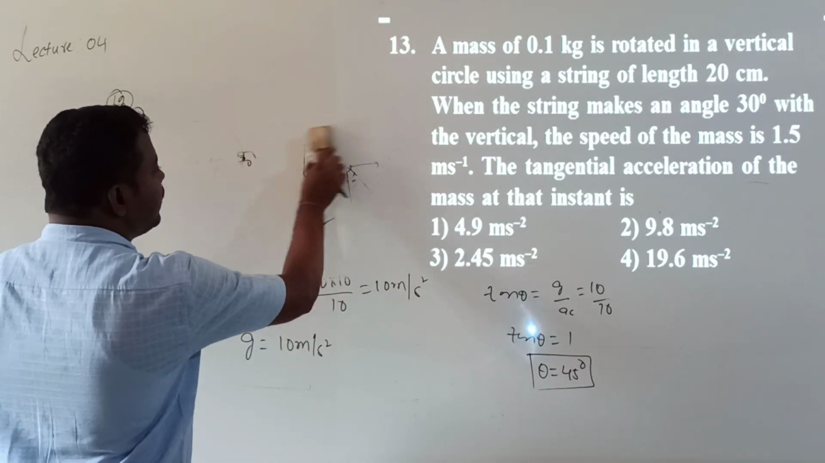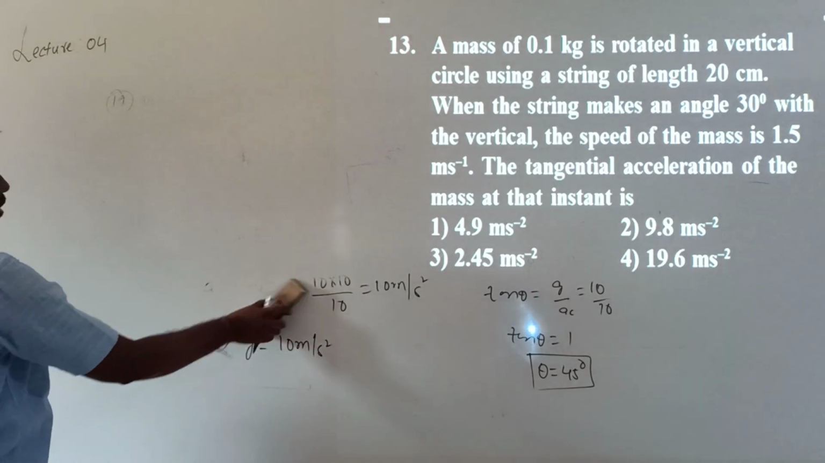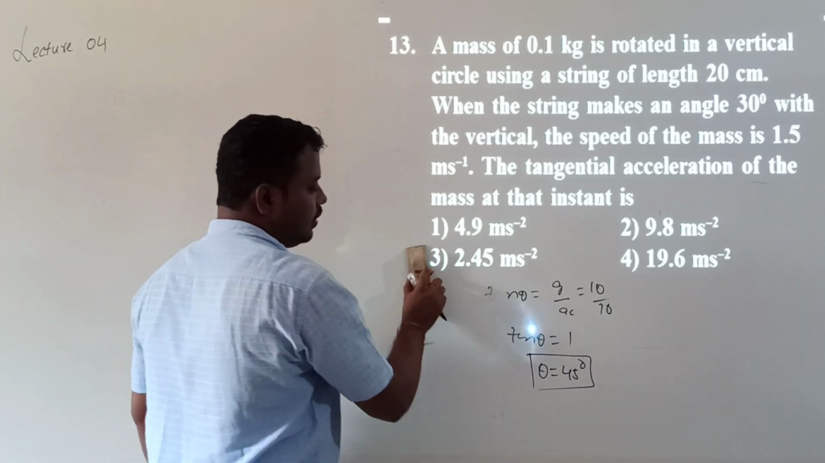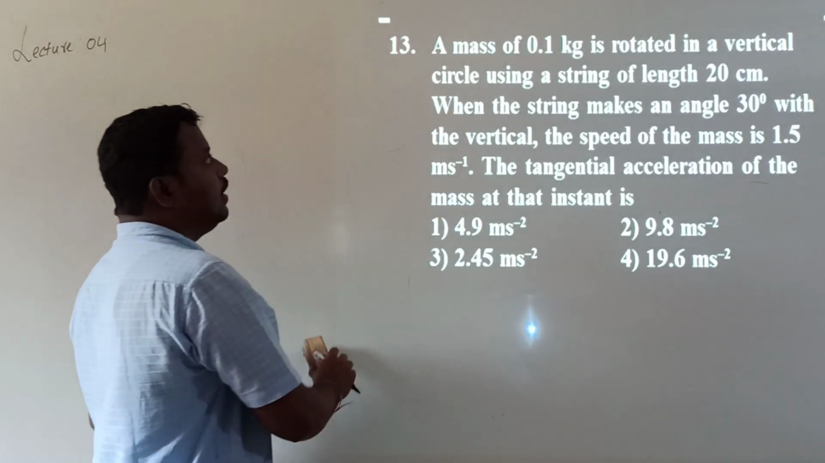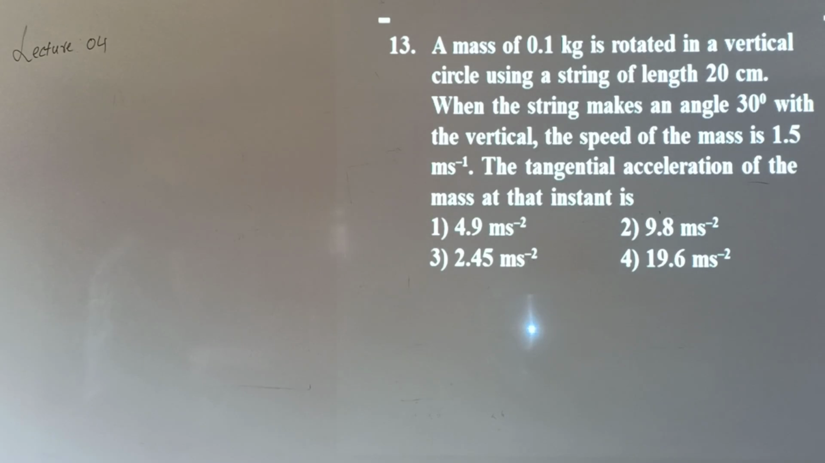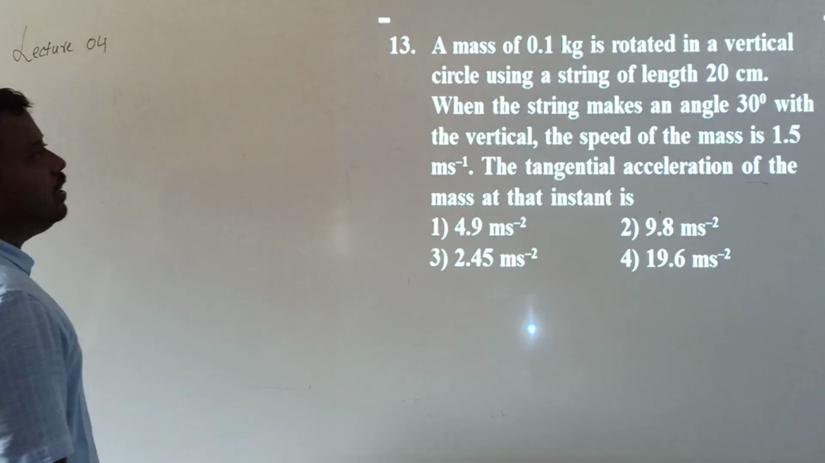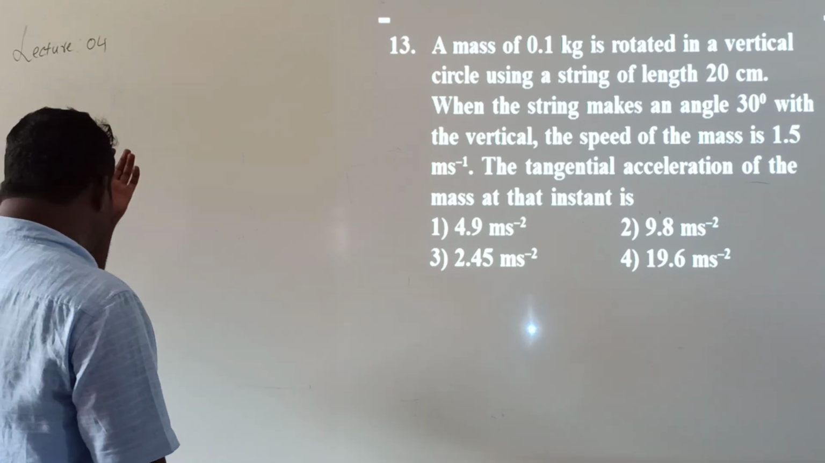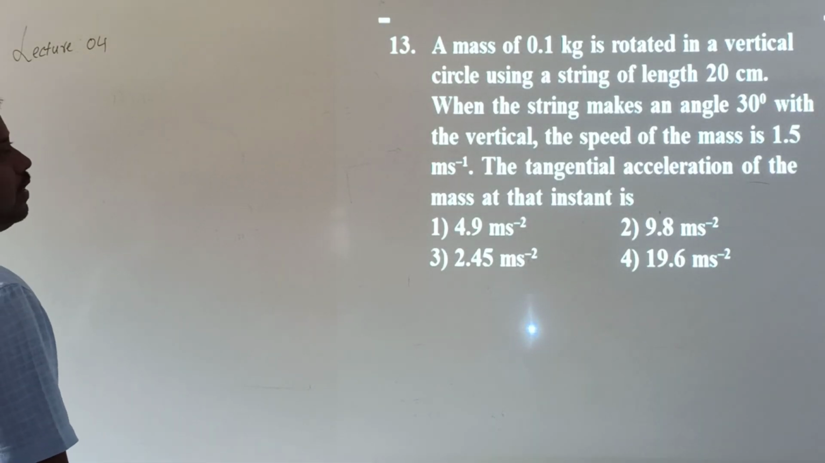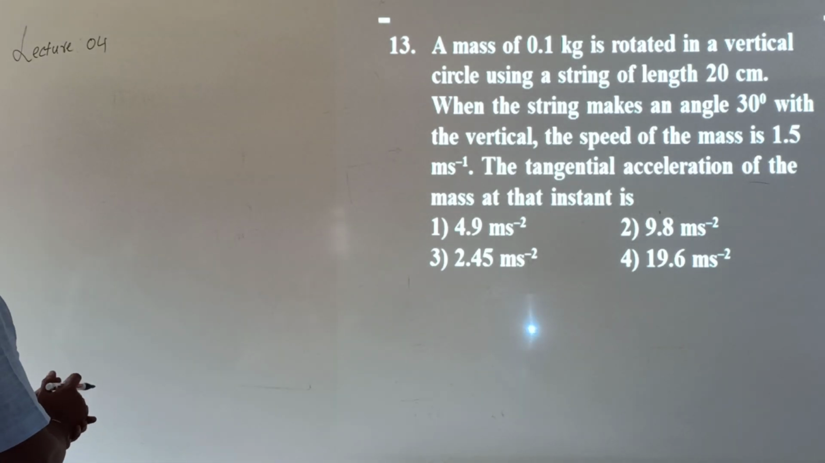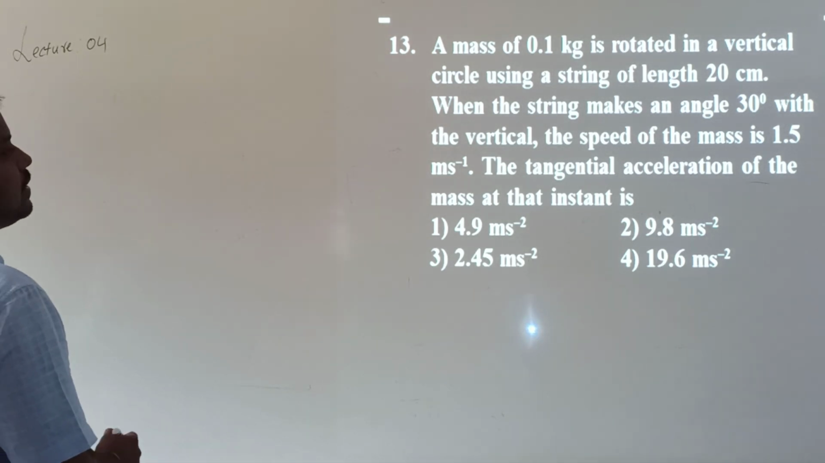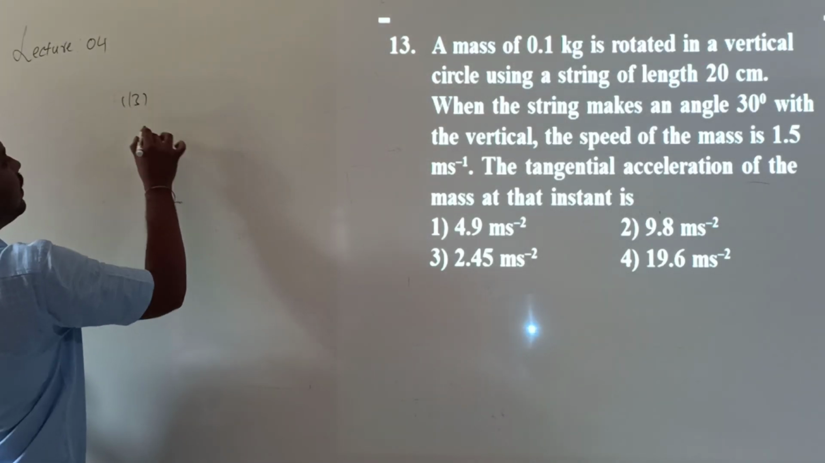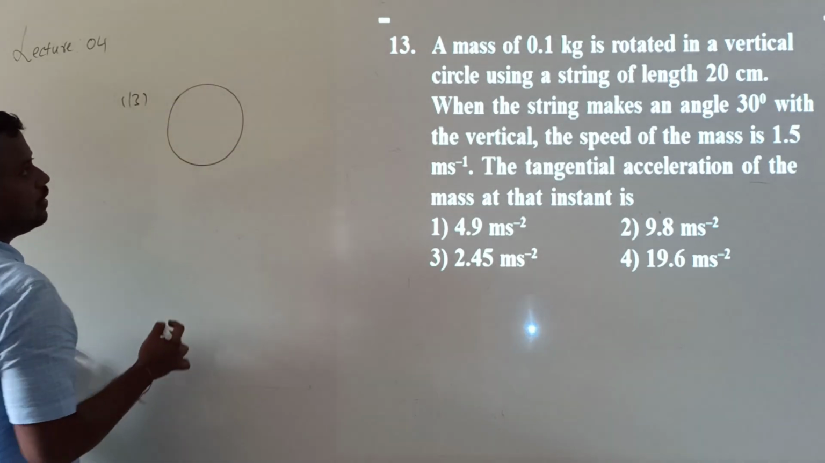So till now we discussed horizontal circular motion. Now the next questions are based on vertical circular motion. A mass of 0.1 kg is rotated in a vertical circle using a string of length 20 centimeters. When the string is making an angle of 30 degrees with the vertical, the speed of the mass is 1.5 meters per second. What is the tangential acceleration of the mass at that point? Question number 13. A particle is moving in a vertical circle.